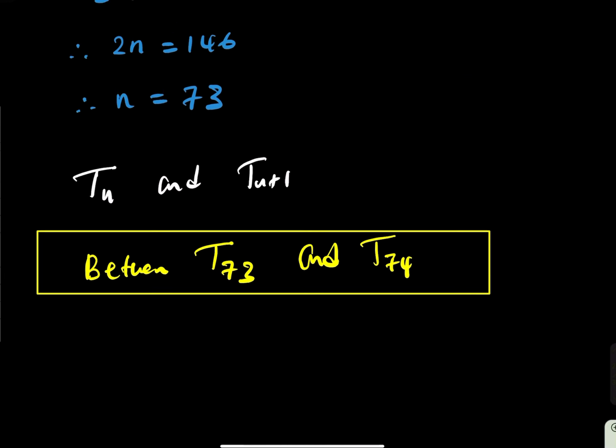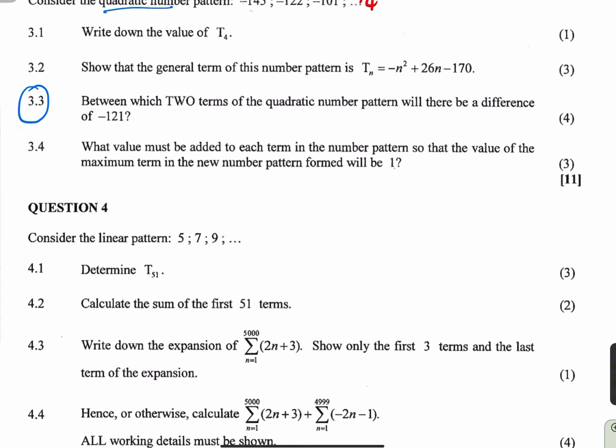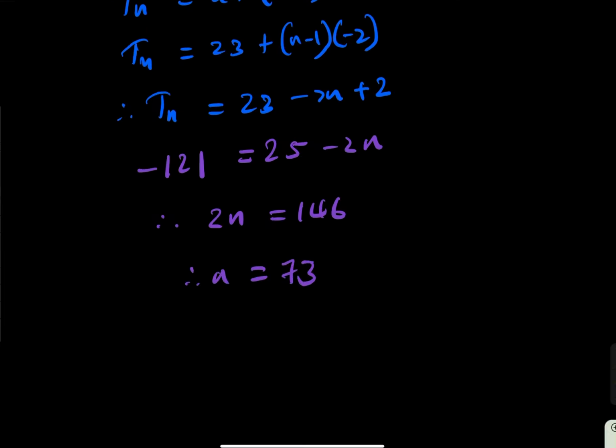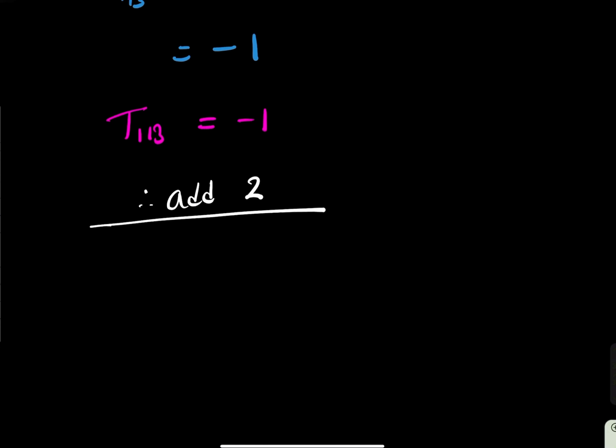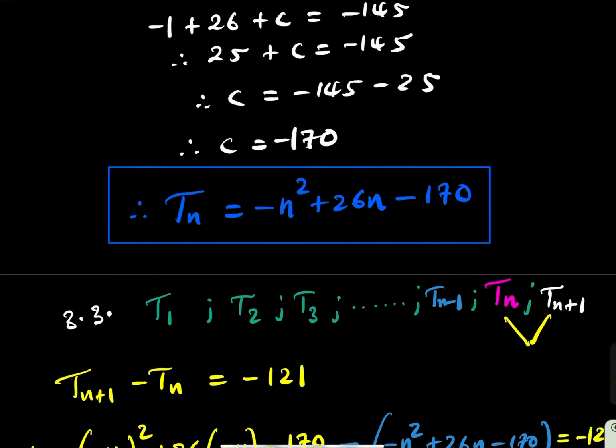So you must be very careful. If they said that the value of the maximum term in the new pattern formed will be 3, you will have to check which value you can add to the maximum such that you get that 3. So in this case, it's really 2. You are going to add 2. Yes, this is how you're going to go through this one.